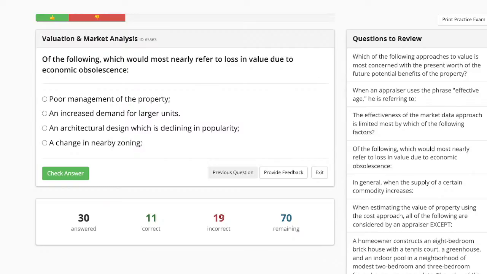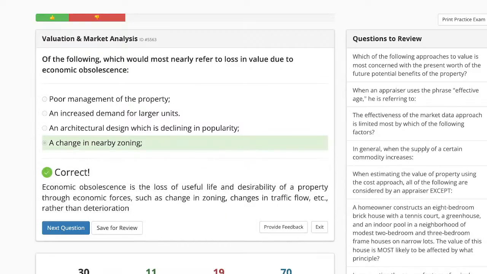And the answer is D, change in nearby zoning.